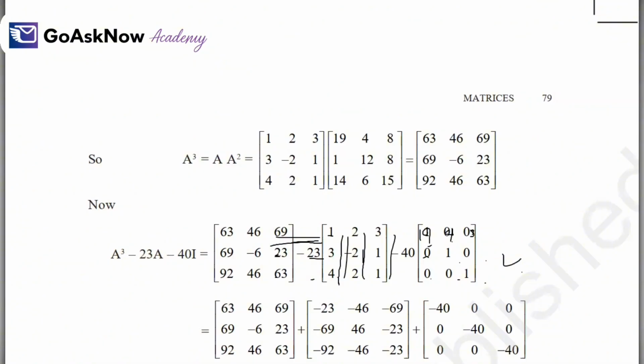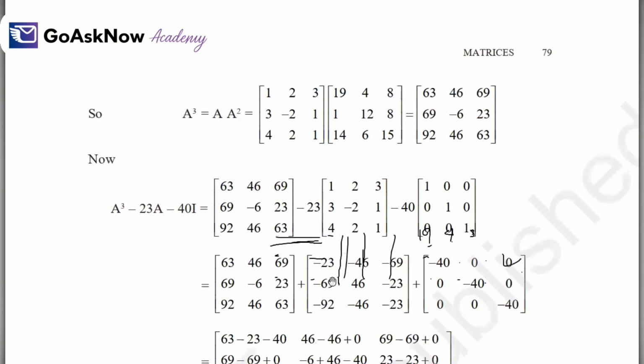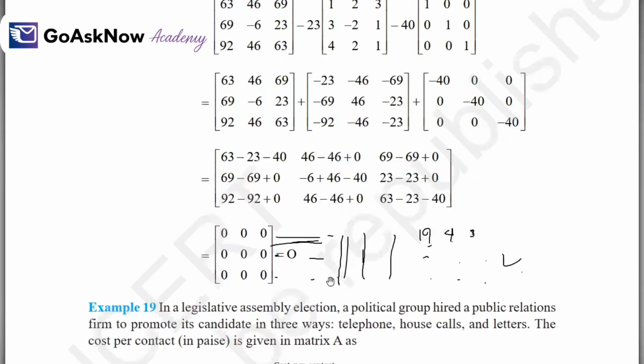So now you will find out A cube minus 23A minus 40I. So A cube we have already found in the previous step. We will write that matrix here. Then minus 23 times A will be written like that. Minus 40I should be written like here only. Okay. Now just do the calculation.